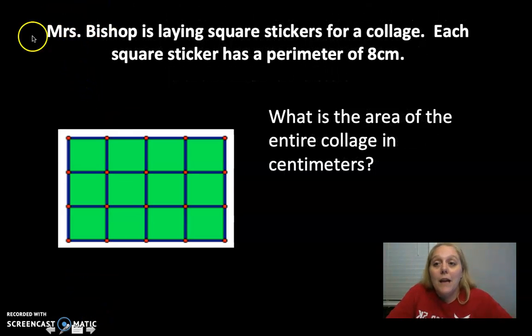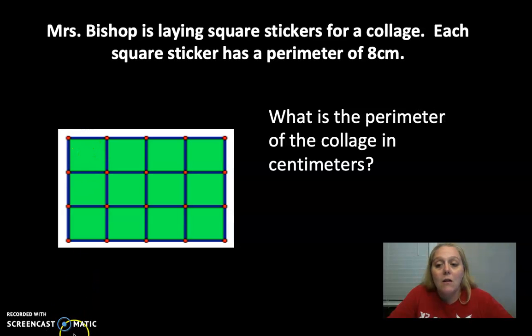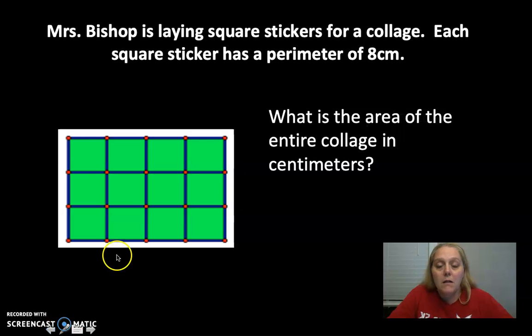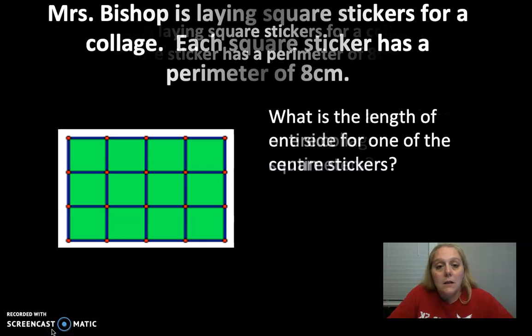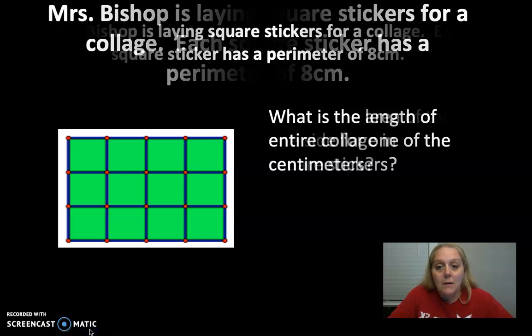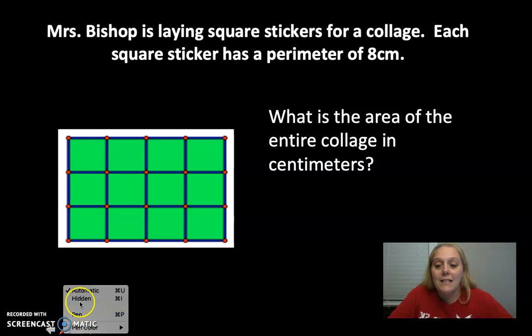Okay, so once again, we have our information up here that reminds us that each one of these square stickers has a perimeter of 8 centimeters. And I'm just going to put that information right here because we figured that out last time. So where are we right now? Okay, let's go back. We figured that one out. Let's go back to, here we go. Now we're on the right side. Okay, so we have our pen again, and we're just going to write in the information that we determined from the last side. Oh, my pen color is white.